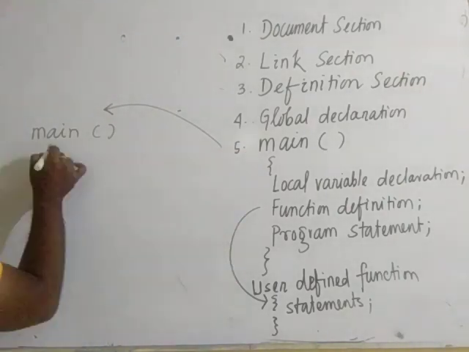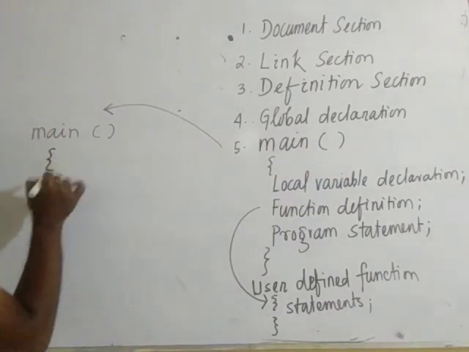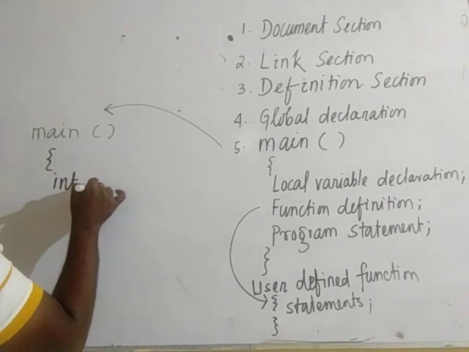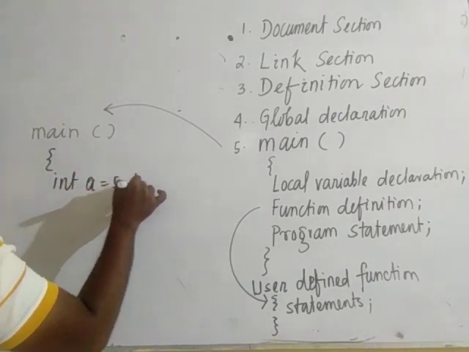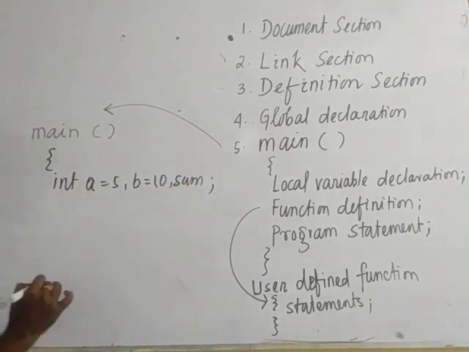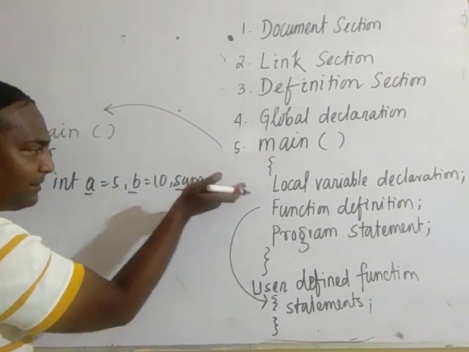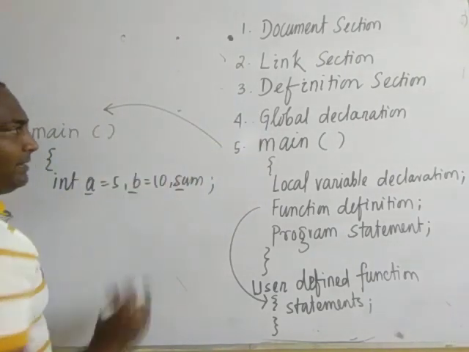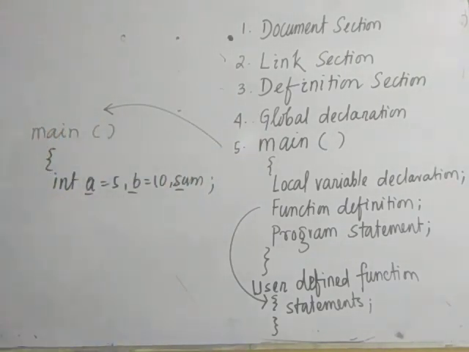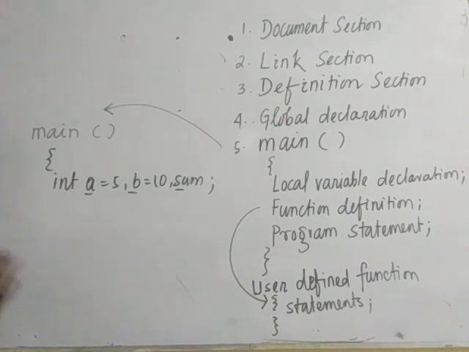Within the main function there are three parts. First, local variable declaration, for example, int a is equal to 5, b is equal to 10, sum. This is the local variable declaration. A, b and sum are three variables which are declared inside the main, and that's why these are known as local variable declaration. If these are declared outside the main function, then those will be known as global variable declaration.